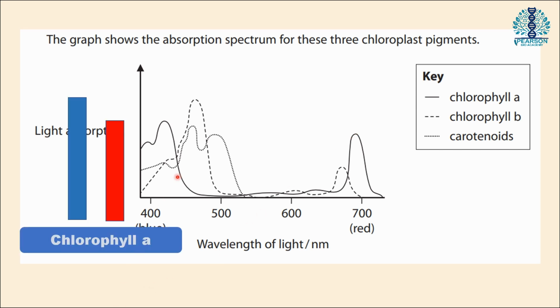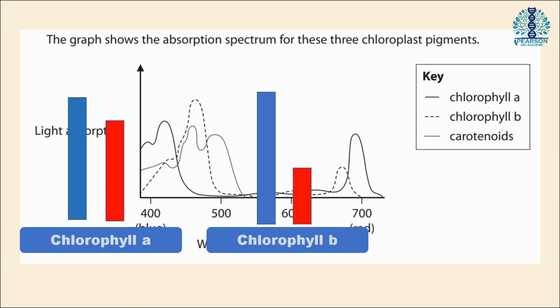Next, if we examine chlorophyll B, we can see that it also absorbs in the blue and red regions. But chlorophyll B absorbs more blue light than red light. Next, let's focus on carotenoids. Carotenoids absorb primarily in the blue and blue-green regions of the light spectrum. They absorb a significant amount of the light in these regions, but are relatively weak at absorbing light in the red or orange areas of the spectrum.